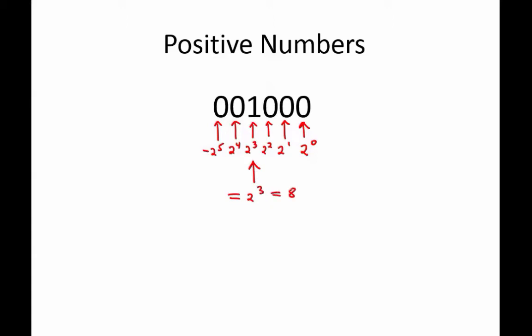Note that if I wanted to represent the same number 8 using a larger number of binary bits, I would simply add some leading zeros to my positive number. For example, the number 8 represented in 8 bits 2's complement is the same as the 6-bit representation, but with 2 additional leading zeros.